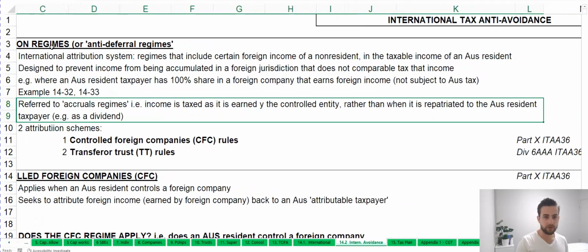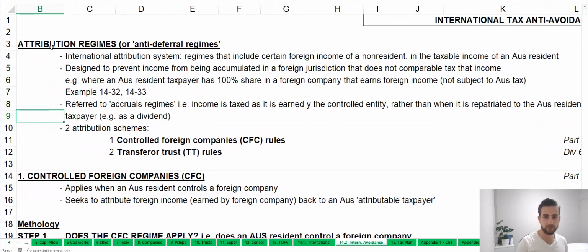Now there's what's referred to as an accruals regime. So basically what this is saying is when it falls under an attribution regime, the income that has been attributed to Australia is taxed on an accruals basis, i.e. it's taxed as it's earned, not when it's repaid. So it's accruals versus cash, similar to what we talk about in tax and also the fin modules. But this has a particular relevance here because under a cash methodology, it would be when the money is repatriated back to Australia, as opposed to earned in that country.